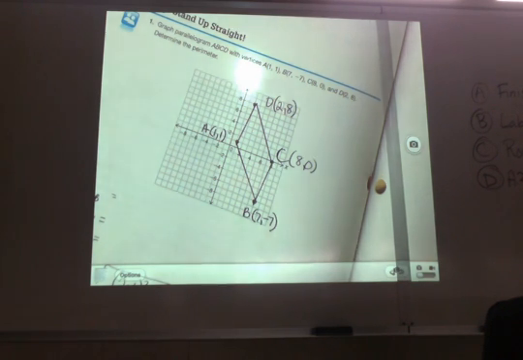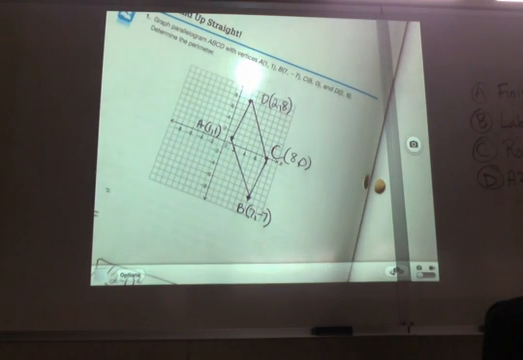You may use your phone as a calculation device. There are calculators on your Chromebooks.